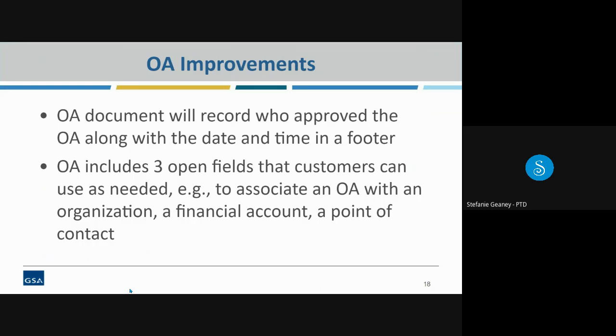We added a couple of new features too. For example, the OA document will display the name of the person who approved the OA and the date and time that approval was made in the footer. We have also added 3 open data fields to the OA for customer use. Agencies can use these fields to associate an OA with an internal organization, an accounting code, point of contact, or any other data they need.